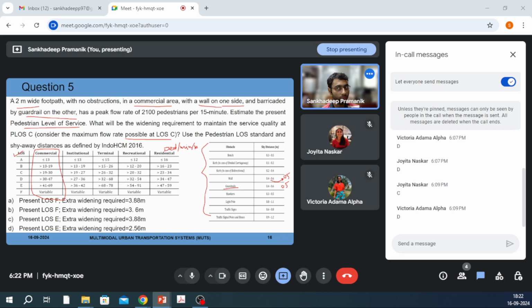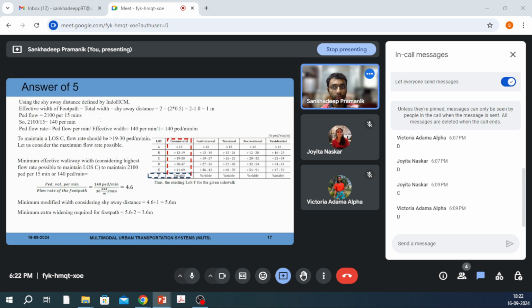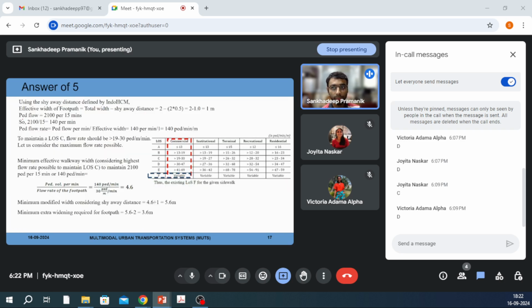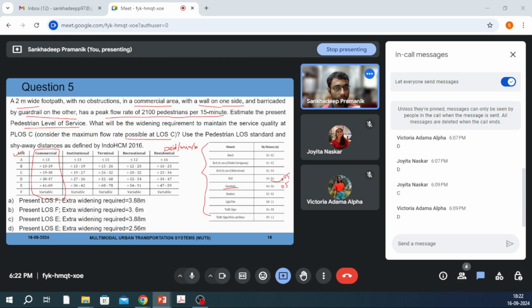In that way we represent these values. So from this question we need to calculate a value in pedestrians per minute per meter, and in the question it is given that the peak flow rate is 2100 pedestrians per 15 minutes. So if we convert it, 2100 per 15 minutes will be 140 per minute. So 140 pedestrians per minute, this one we got.